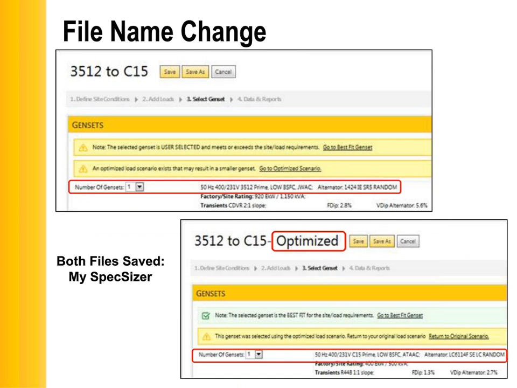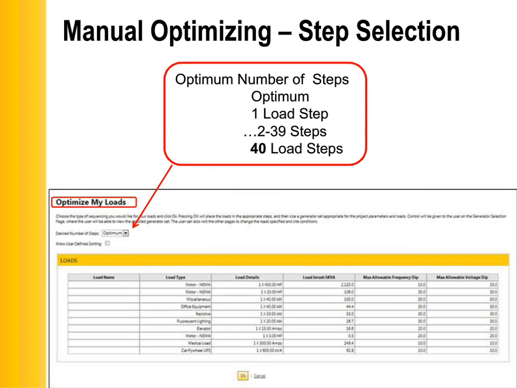Again, we're still talking about the manual optimizer here. Back some years ago, in the very beginning days of SpecSizer with the Wizard, we only allowed 20 load steps with the Wizard, with the optimizer. SpecSizer itself is capable of 99 loads and 99 steps. Well, it became apparent to me that our users could be missing some opportunities because they needed the optimizer to consider more load steps. So we redeveloped the optimizer to consider 40 load steps instead of 20.